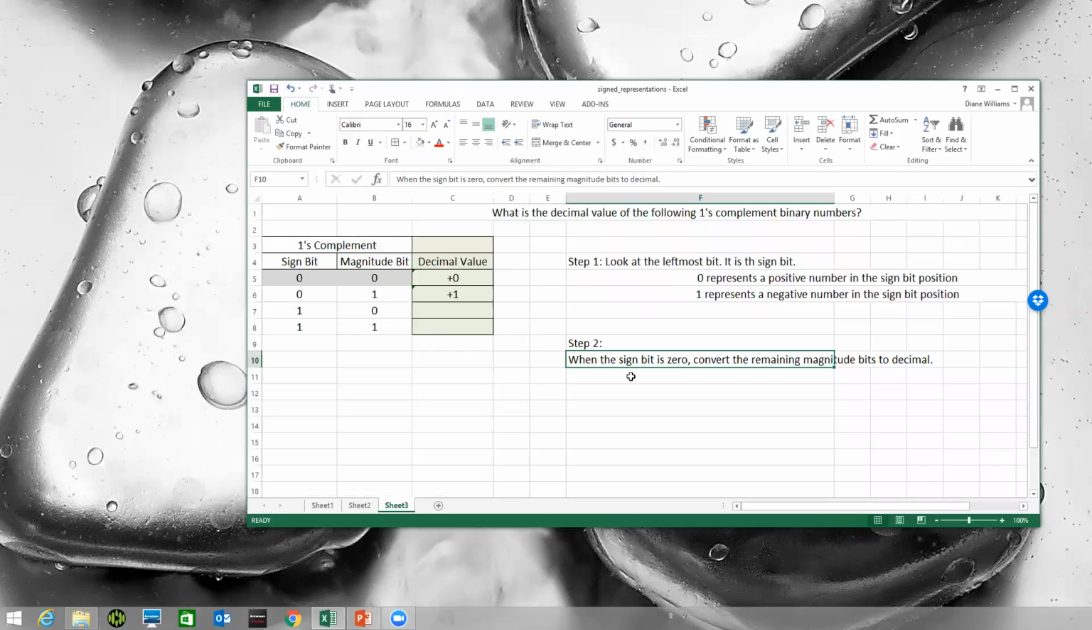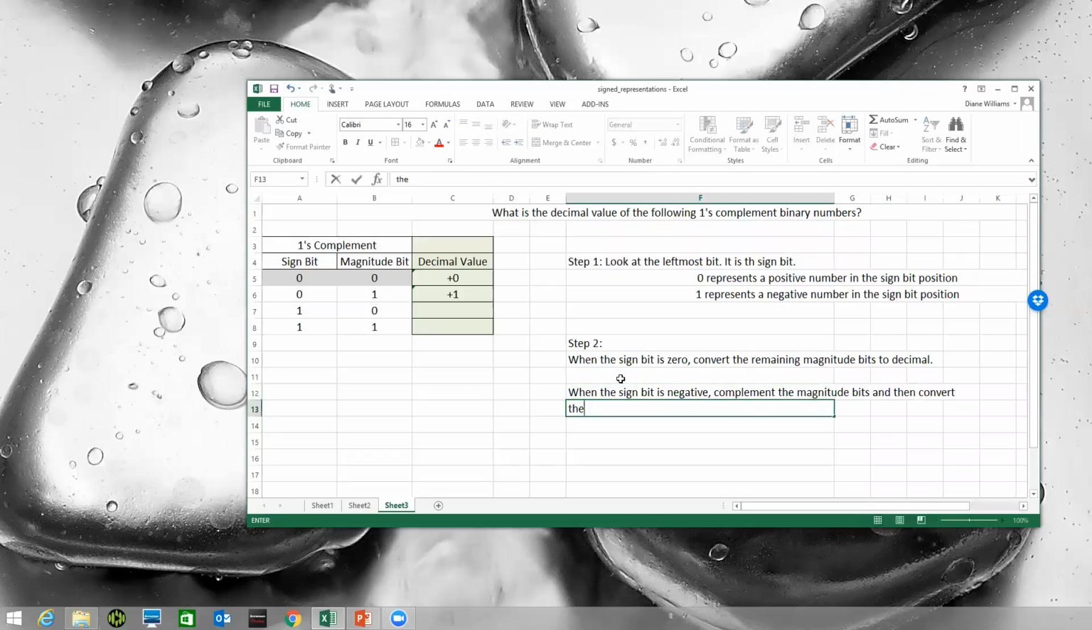All right. So when the sign bit's 0, we convert the remaining magnitude bits to decimal. When the sign bit is negative, complement the magnitude bits, and then convert the complemented bits to decimal. All right.